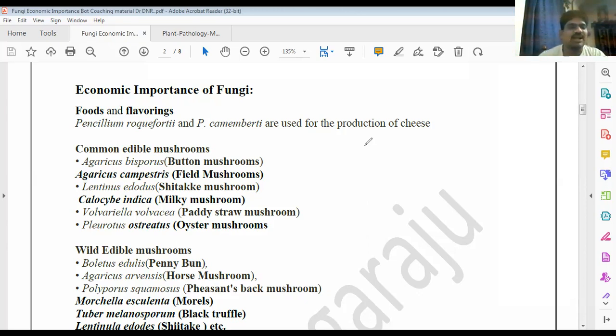Okay. And which among these is the paddy straw mushroom? Like that, they ask the question. Paddy straw mushroom is Volvariella volvacea. And oyster mushrooms, that means it looks like an oyster.